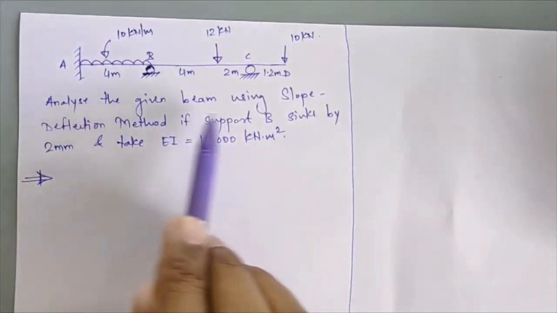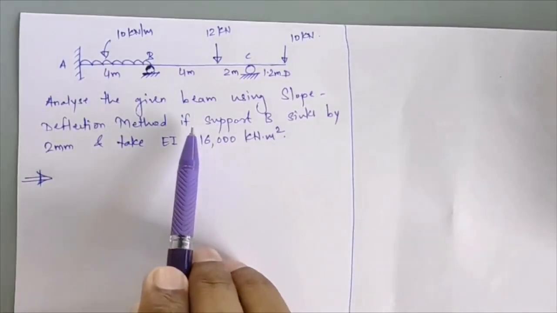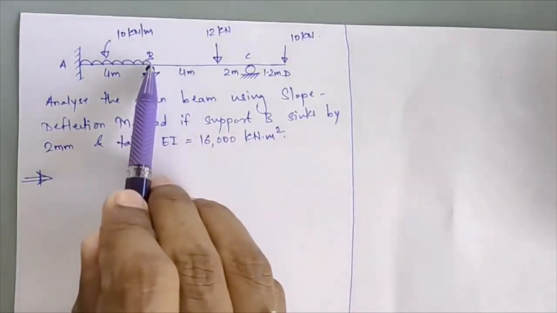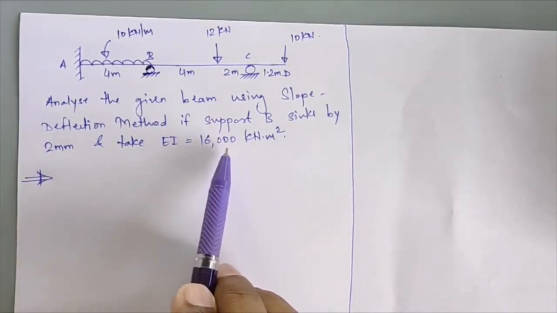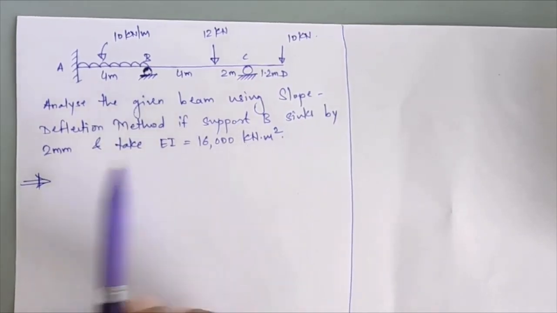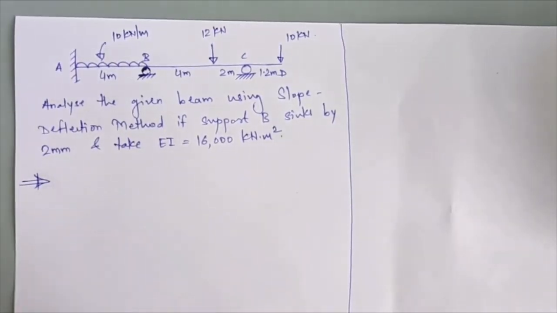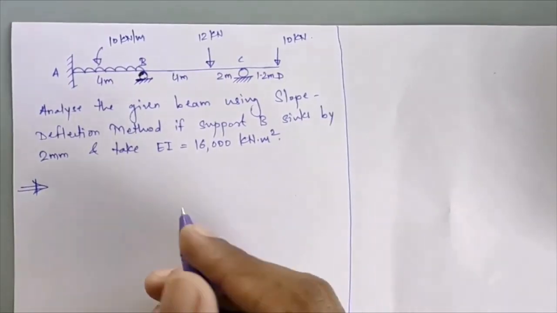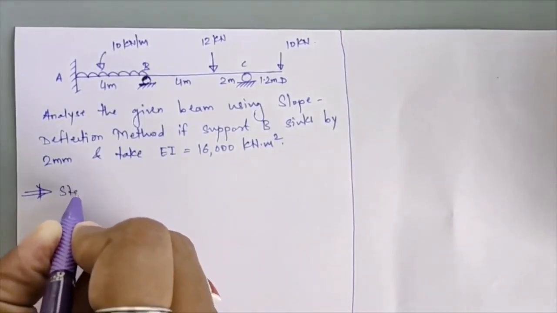What is our claim? We have to analyze this numerical using slope deflection method, but the condition given is that support B sinks by 2 mm, that is, support B is sinking downward by 2 mm, and the EI value is provided, that is 16,000 kilonewton meter square. So due to this 2 mm sinking support, translational conditions are going to be introduced in this numerical. How to take those conditions, we'll see in this numerical. So we'll proceed with our first step, that is step number 1.